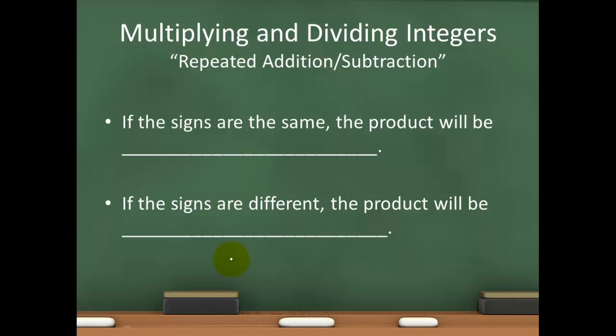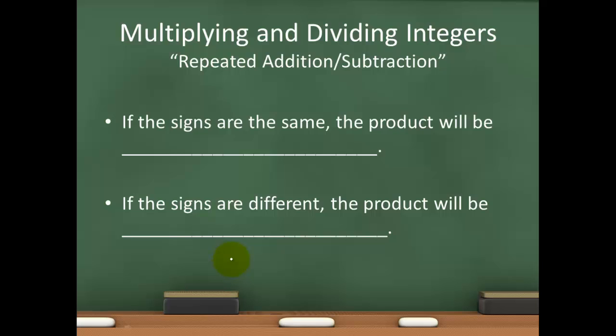Now let's get to multiplying and dividing integers. One way to think about multiplying and dividing is just repeated addition if you're talking about multiplication, and it's repeated subtraction if you're talking about division. Both of these follow the same arithmetic that was used when you were multiplying and dividing regular numbers. The only difference here is that we've got to worry about signs again.